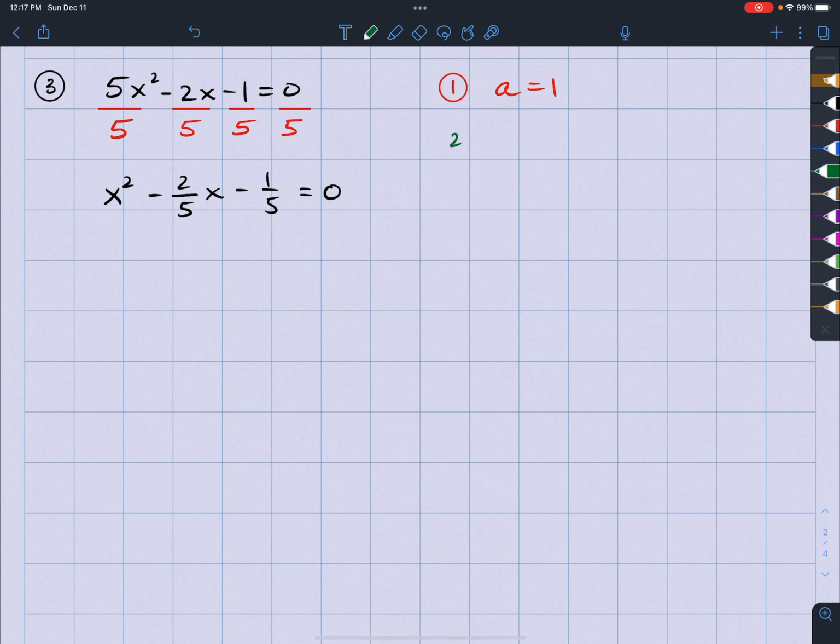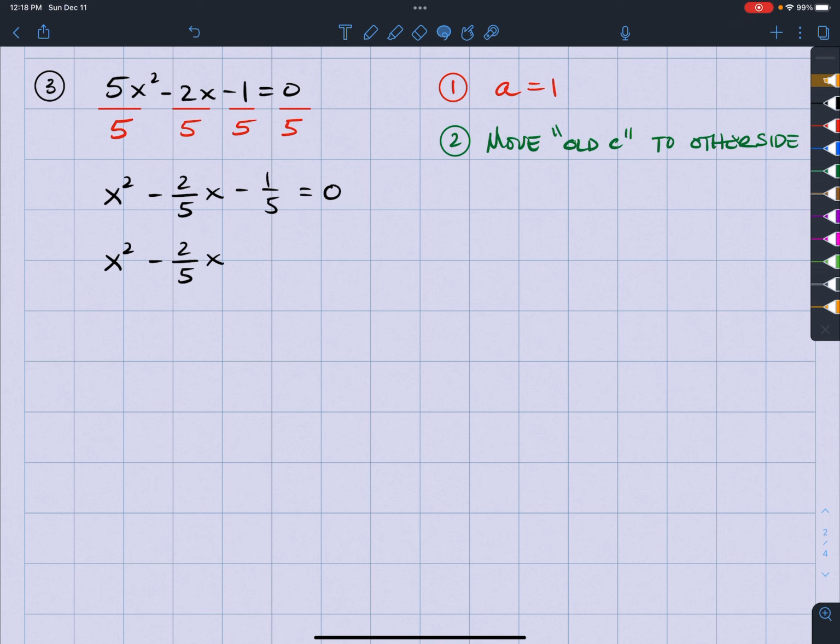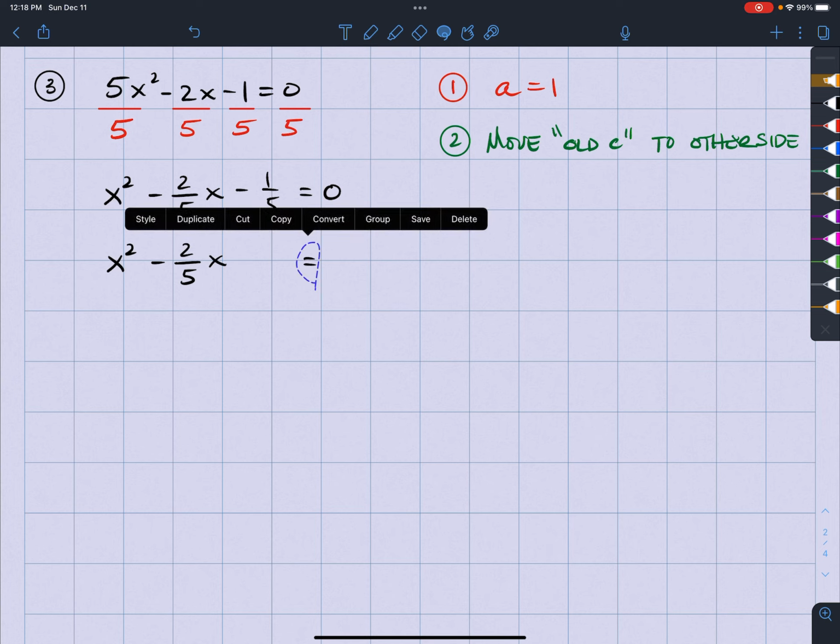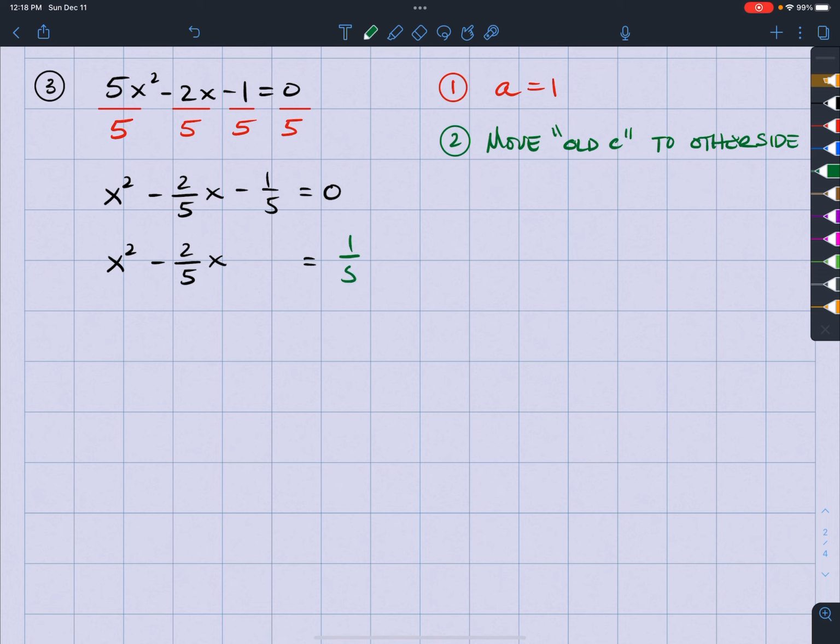Second step is that I have to move the old c to the other side. So in order to do that, my left side is going to be the same without the 1/5. However, on my right side, I'm going to add that 1/5 over, so I get positive 1/5 on the right side.